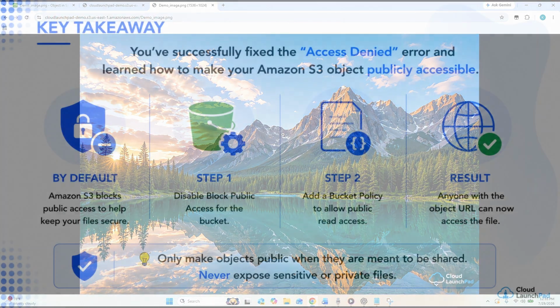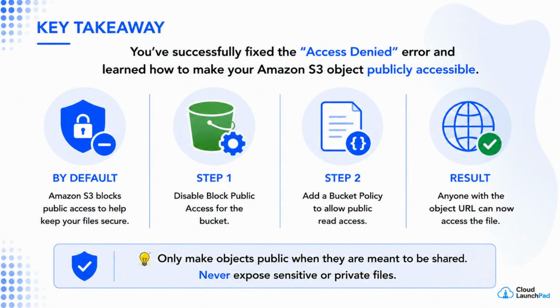Before we wrap up, there's one important thing to remember. Making objects public is useful for things like website images, downloadable files, or content you intentionally want to share. But you should never make sensitive or private files publicly accessible. Only enable public access when it's actually needed.